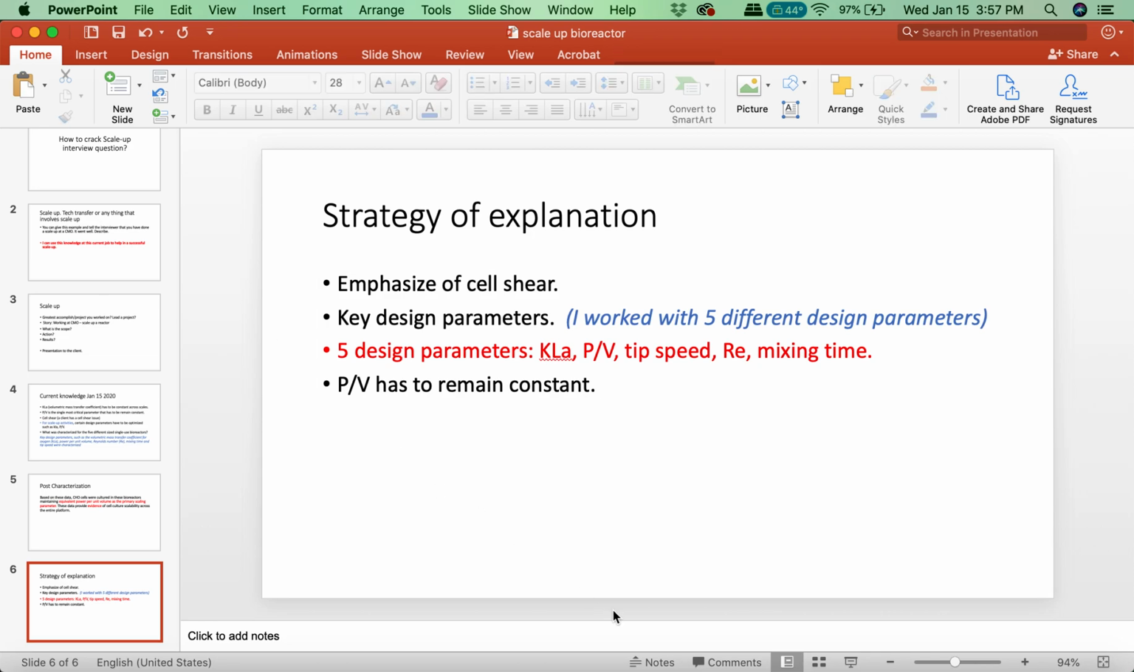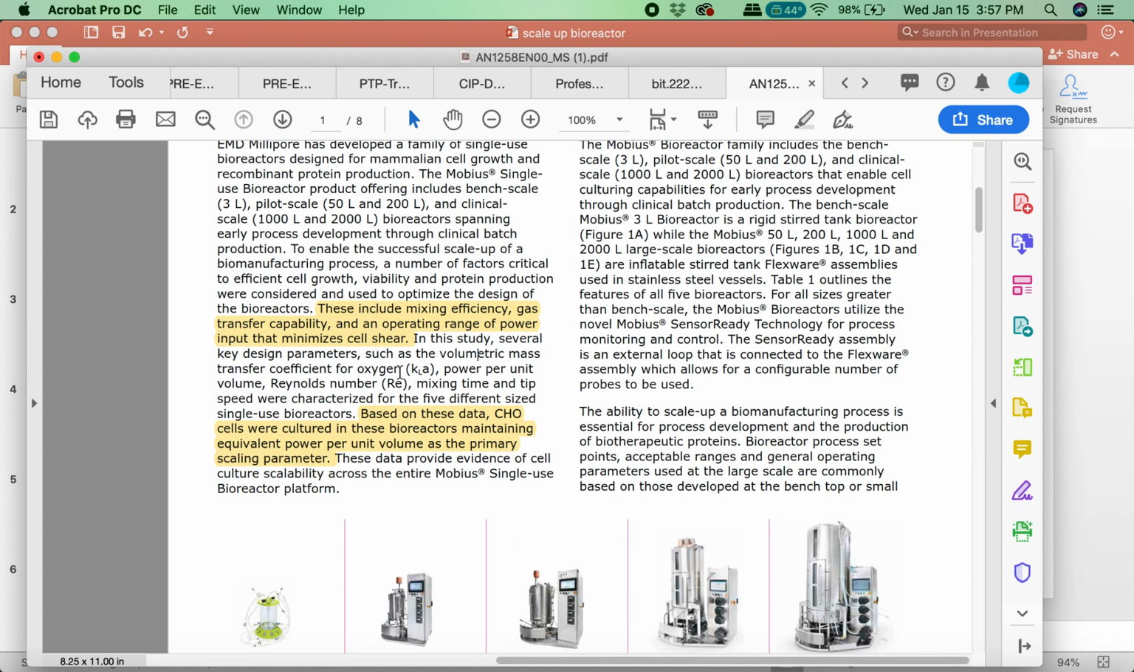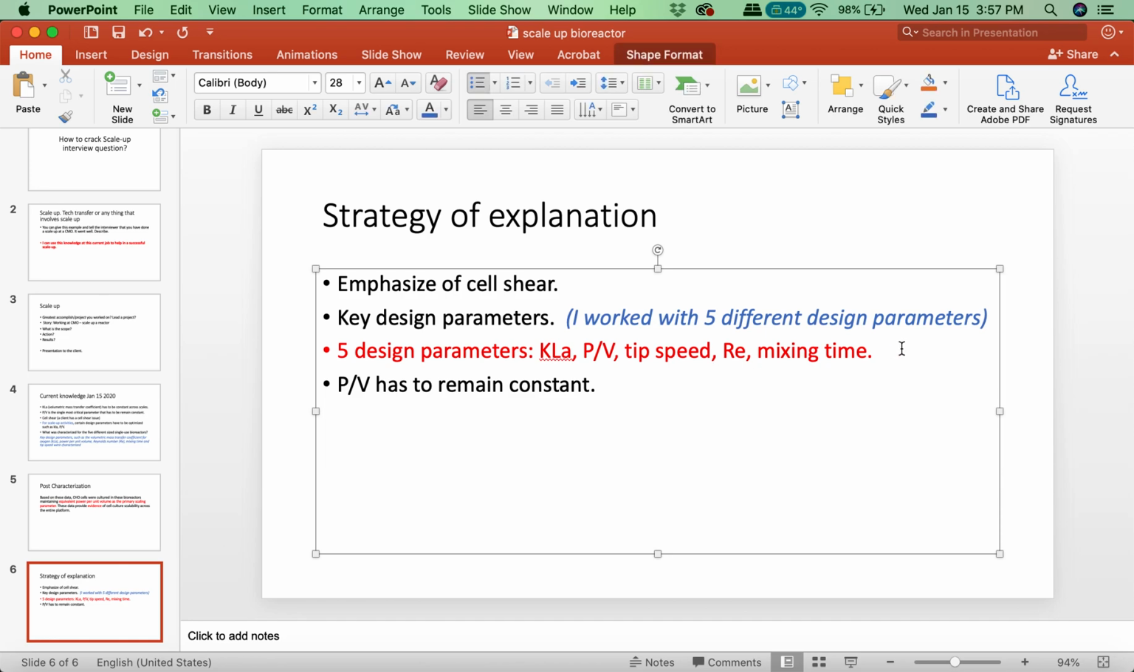So now you're explaining a bit more. This is the strategy. Emphasize on cell shear, that you had a client that was having a cell shear issue. So you work with key design parameters. I work with five different design parameters: KLA, P over V, tip speed, Reynolds number, mixing time, and then you can also talk about characterization. Very important. Characterized.